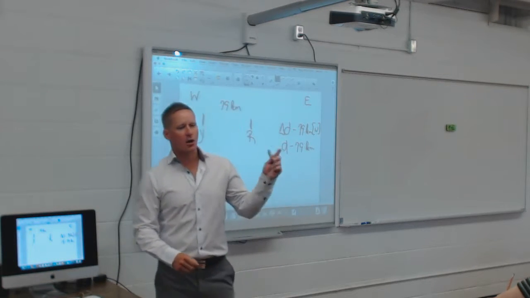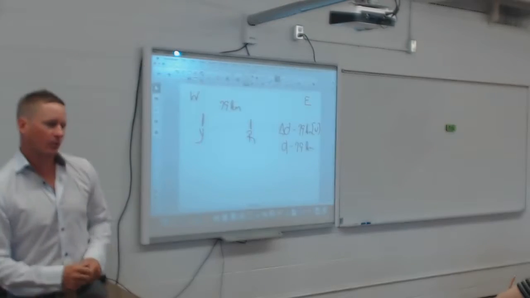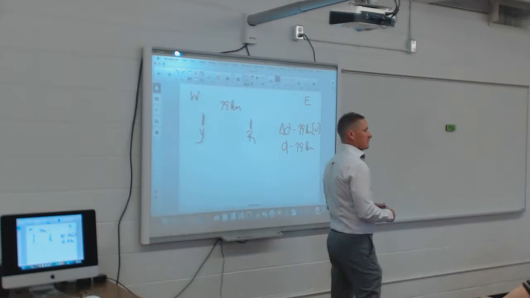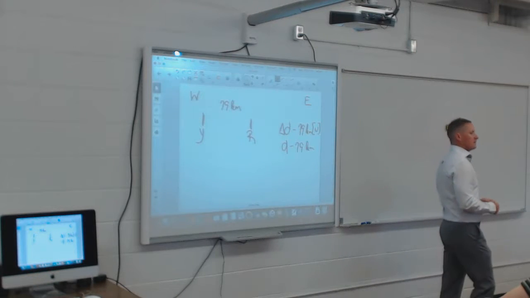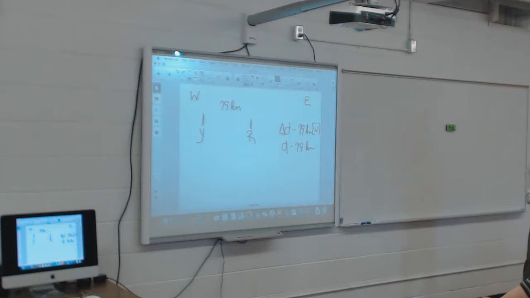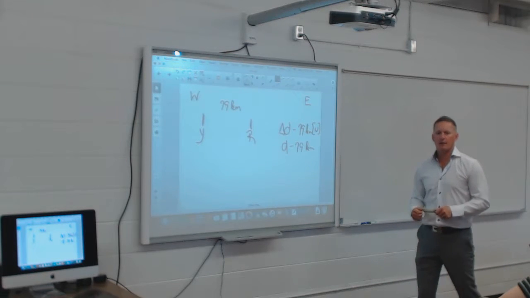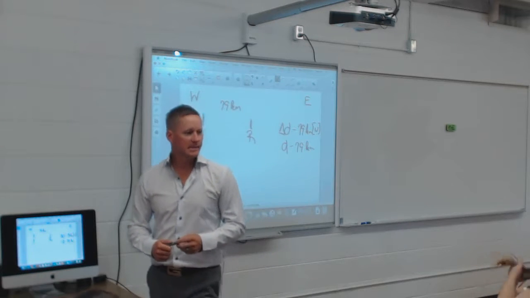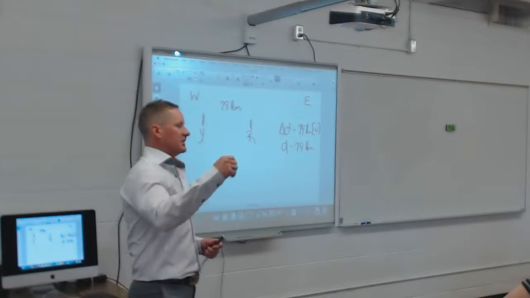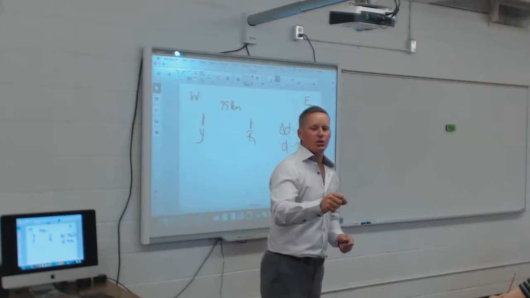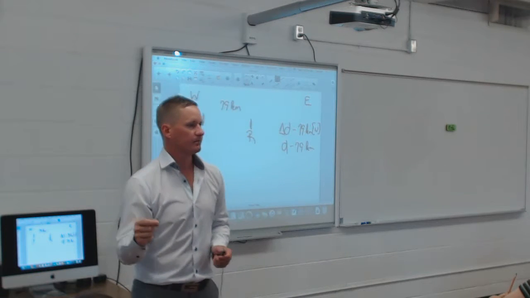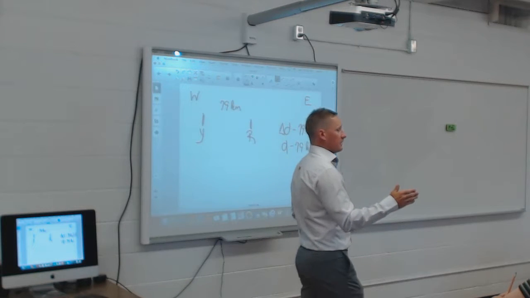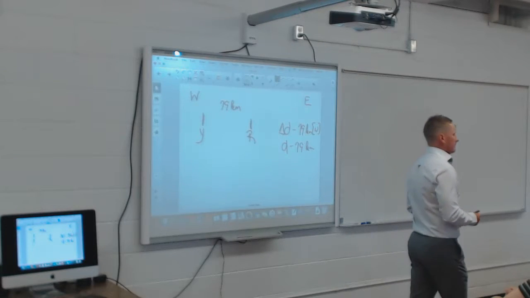Now, if I go from Roblin to Yorkton and back to Roblin, what's my distance? 158 kilometers. What is my displacement? Zero, because you're back at the same point. Displacement is my final position minus my initial position. So if your final position is exactly where you started, then you've got zero displacement.